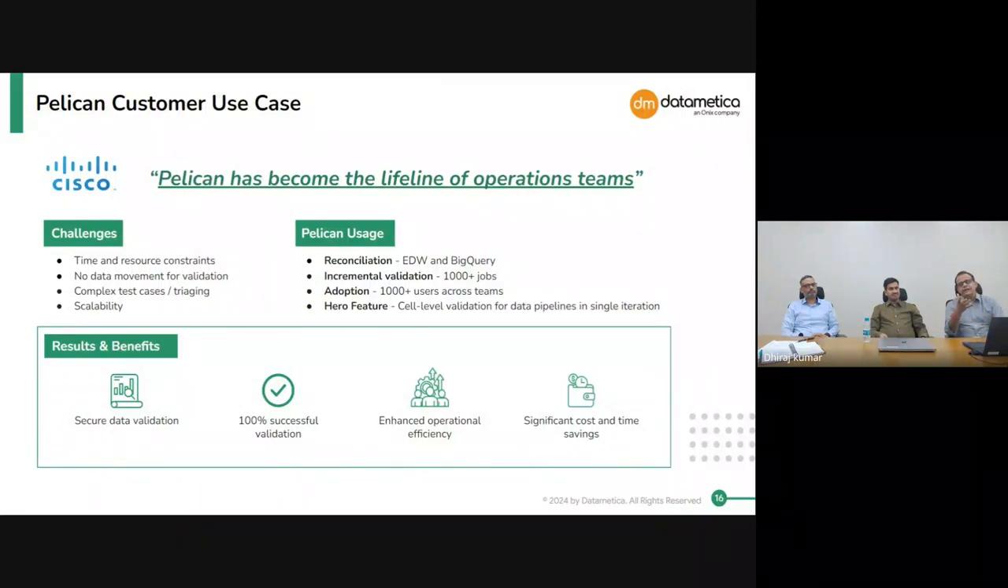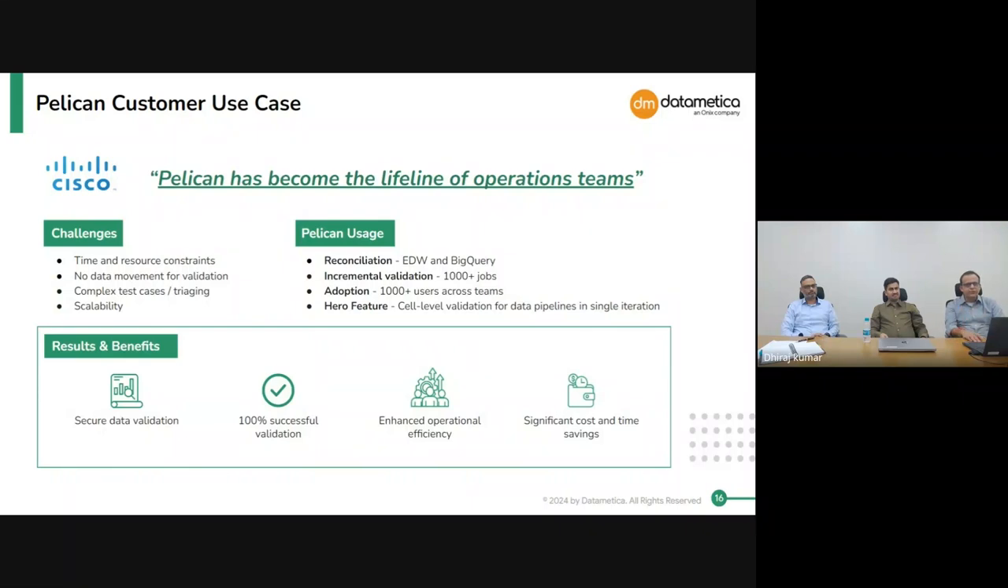The feature that they like the most, which they call the hero feature of Pelican, is being able to see cell level validation of your data pipelines in a single iteration. That's the most liked feature that we always hear about. They call it the hero feature of Pelican.